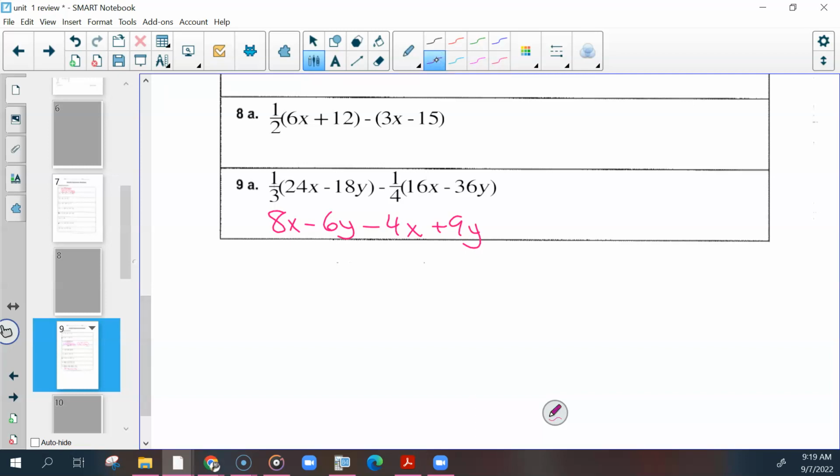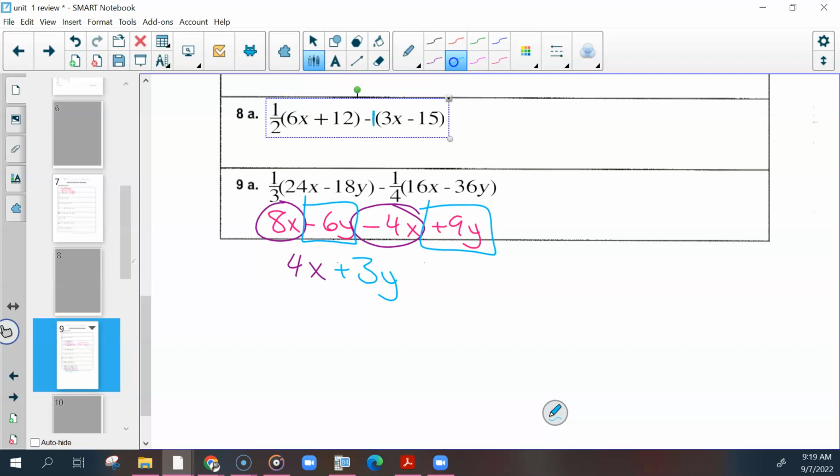Do we have like terms? Yes. We have x's, we have y's. For our x's, 8x minus 4x would give us positive 4x. Negative 6y plus 9y would give us a positive 3y. We cannot combine those, so that would be our final answer. I'm not going to do this one, but remember that anytime you have just a negative, there's really a 1 there. So you're distributing a negative 1.